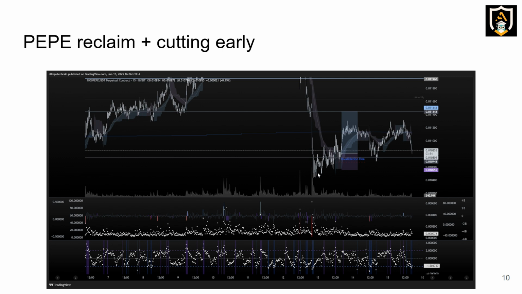Again, Pepe dumped, and then reclaimed this level down here. Reclaimed the moving average. I longed it. It was going to target. Didn't hit target. It lost its moving average here, and then I cut it early right there. I think I actually moved my stop up, so it was automatic. And I had a very tiny winner, but at least it wasn't a loser.